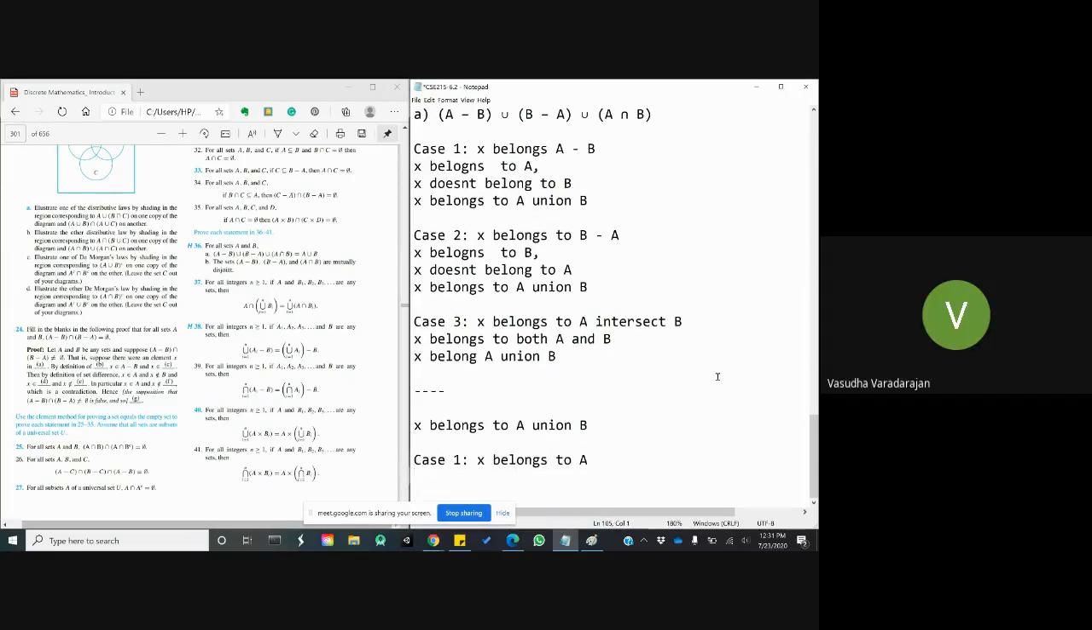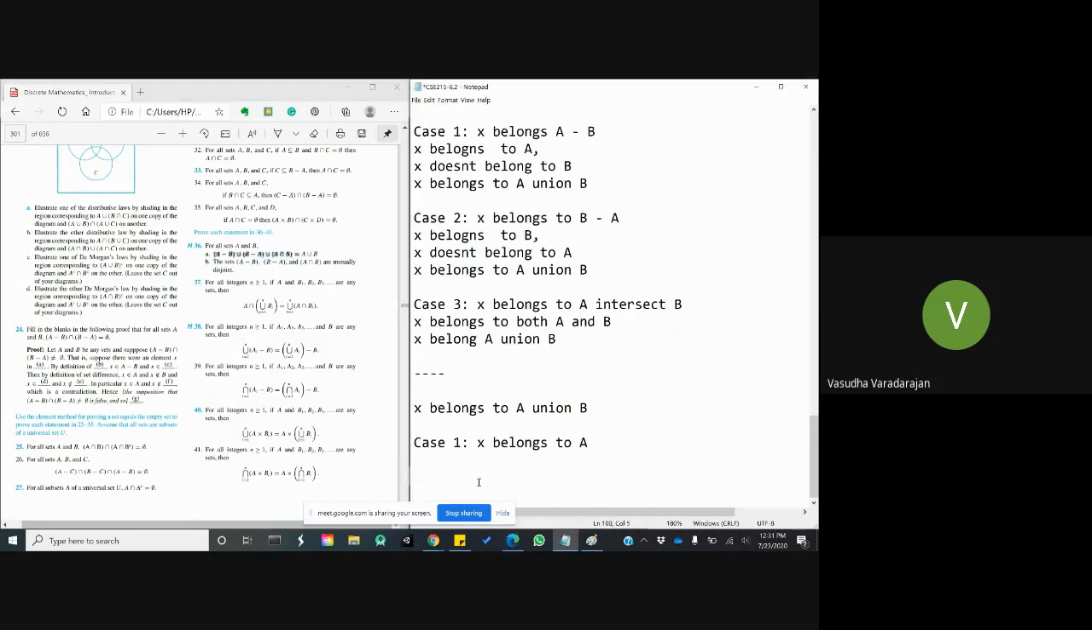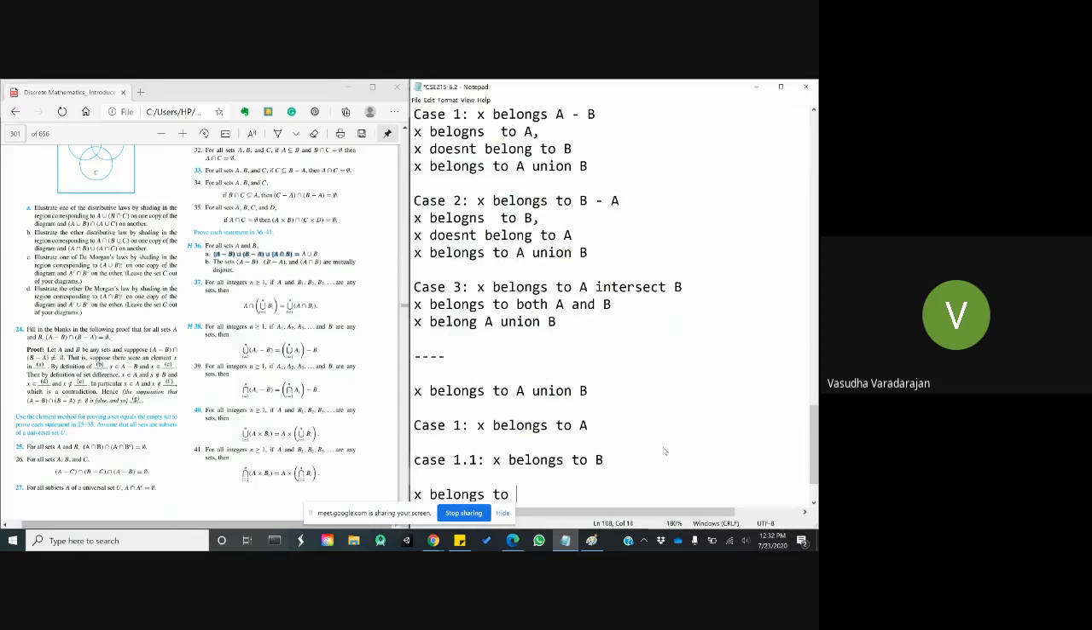Okay. So if X belongs to A, then it's going to be a part of either A minus B or A intersection B. Under the case X belongs to A, we have two cases. Either X belongs to B or it doesn't belong to B. In this case, so it belongs.